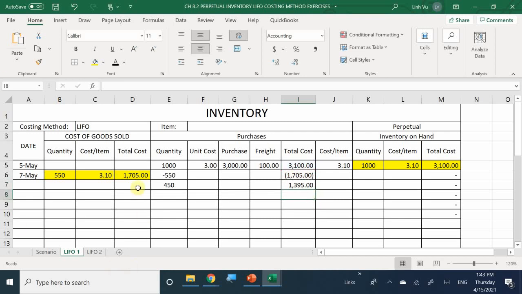1395, all right? The best way that we could double check our work is, now that we completed the middle section, we can place it into our inventory on hand. We no longer have 1,000 anymore. We have 450. And by placing my calculation in here, it should automatically calculate 450 times the 310 to give me a total of 1395.